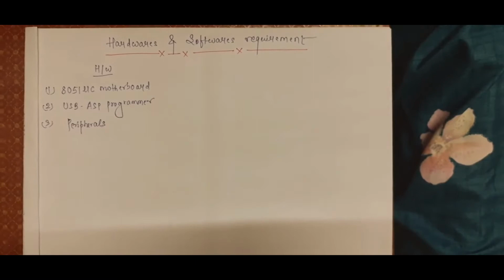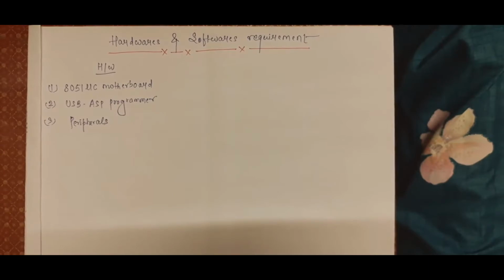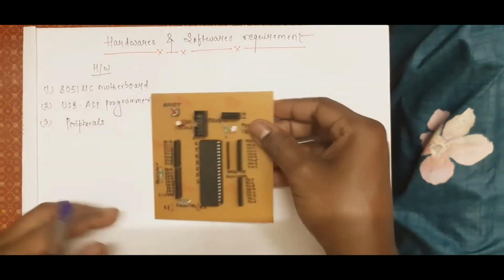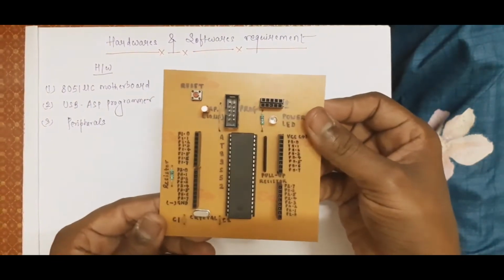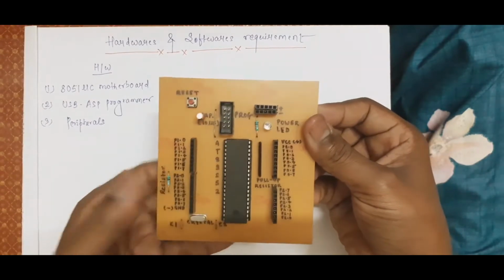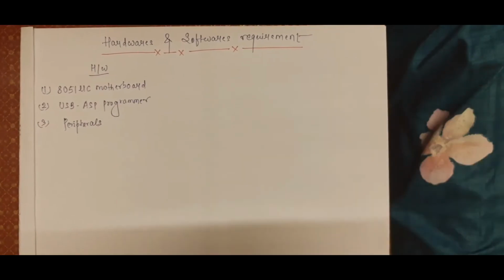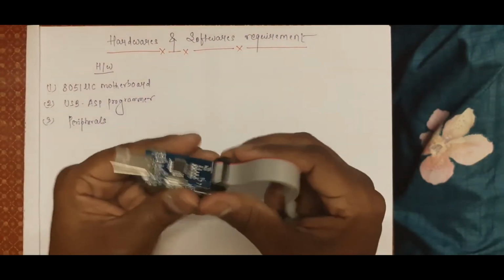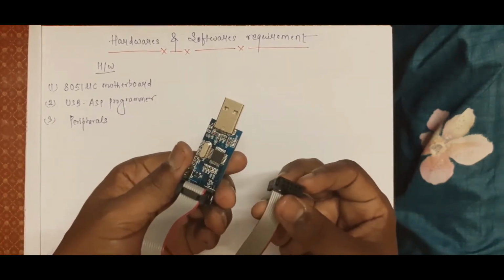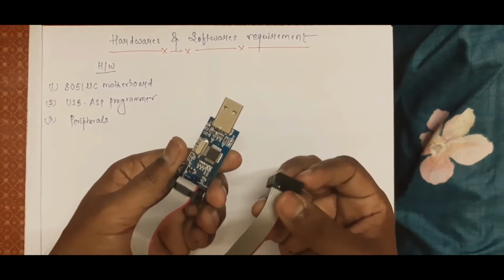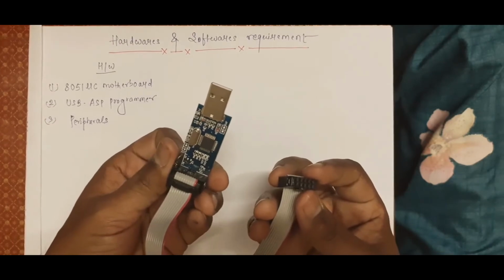So I'll show you all these three things. So this is your 8051 microcontroller motherboard. This type of motherboard you have to prepare. Now I'll show you the programmer. This is the USB ASP programmer. You can prepare this programmer also, but there is no need. It will be more costly. So you can buy this USB ASP programmer.